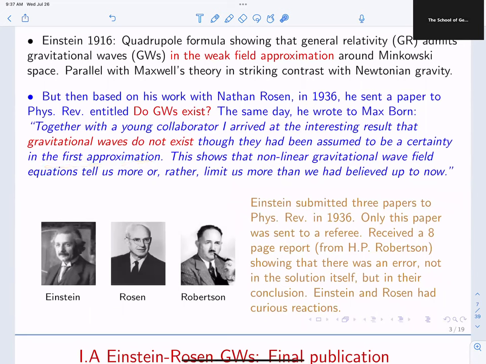This shows that nonlinear gravitational wave field equations, in other words, full nonlinear Einstein's equations, tell us more, or rather limit us more than we had believed up to now." So Einstein is saying that, yes, I had seen that there are gravitational waves in the weak field approximation, but that was an artifact of the weak field approximation, and in the full general relativity, there are no gravitational waves.